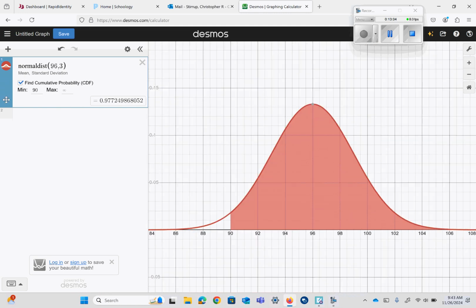Hey, that's one heck of a curve. That's a Stirrup curve right there, my friends. Look at that. You got 97.7% of the students that get an A. That's what I'm talking about.